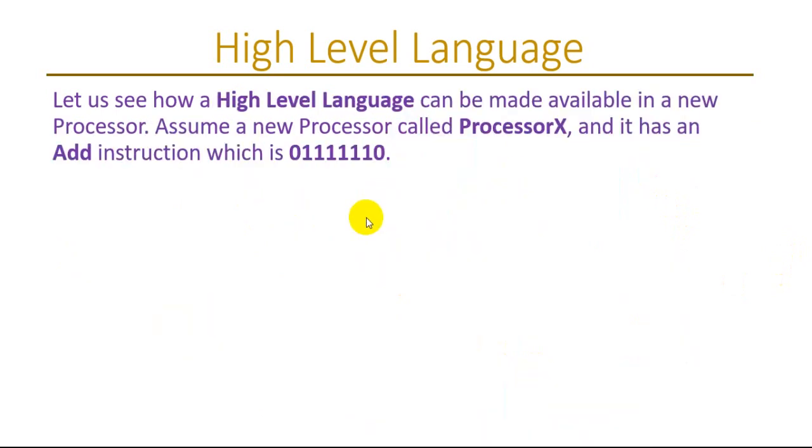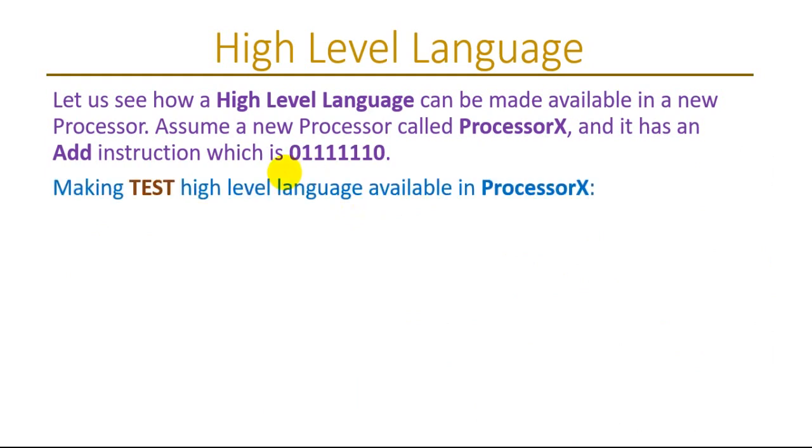Okay, let us see how a high level language can be made. Let's say somebody is creating a new processor. This manufacturer decides, okay, this language called test is a nice language, so let's try and implement it in my processor also. So what will he do? I'm just trying to show that process: how, when a new processor is introduced, they include a high level language into that. In this case, let's try and include the test language.